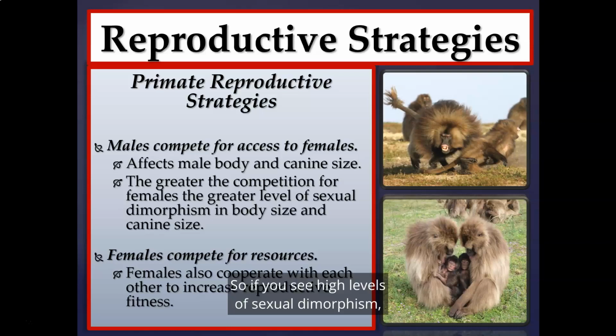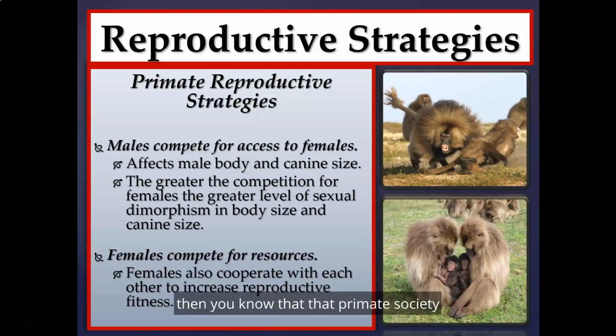So if you see high levels of sexual dimorphism, then you know that that primate society likely has very high levels of competition for access to mates. The greater the competition for females, the greater level of sexual dimorphism in both body size and canine size.